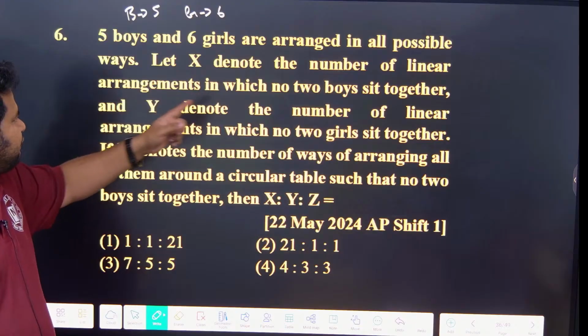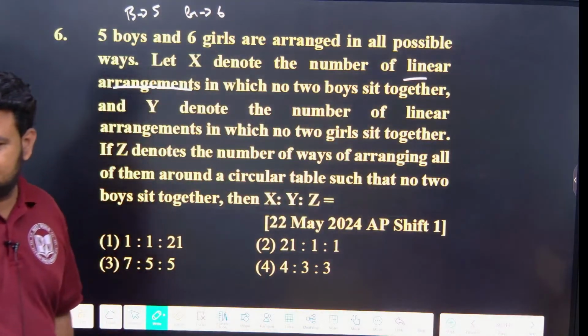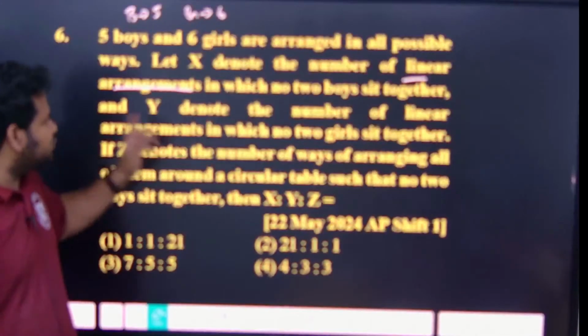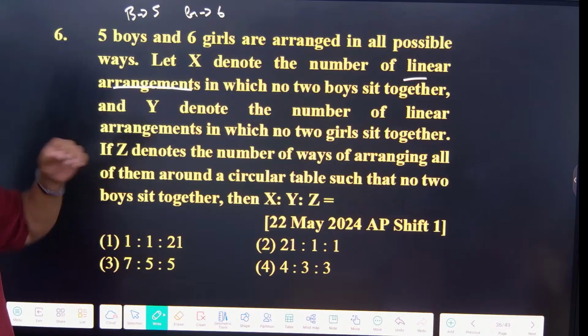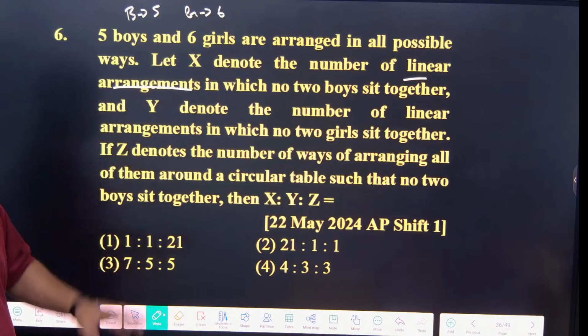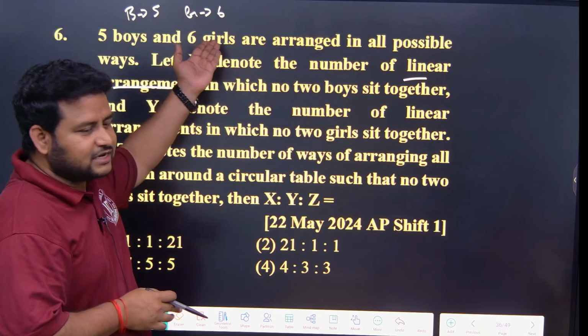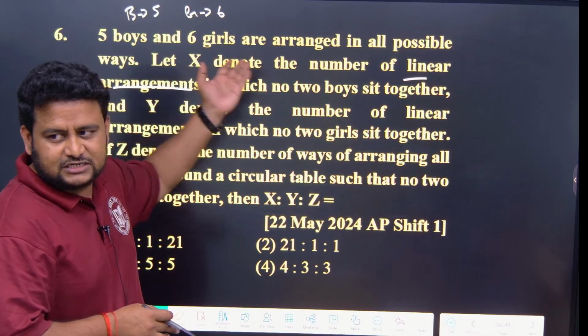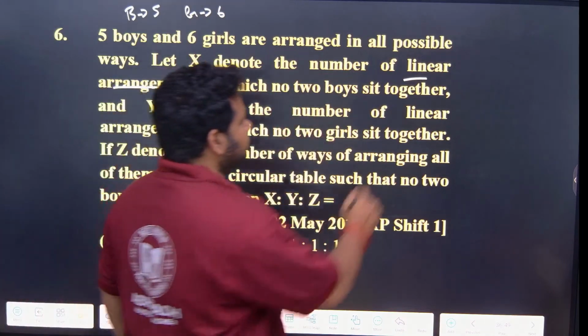Let X denote the number of linear arrangements. The word linear is important. Linear arrangements in which no two boys sit together. No two boys sit together means first you arrange the girls, and in between them make the boys sit. So first, when you arrange the girls, how many girls are there? 6 girls. How to arrange? 6 factorial ways.